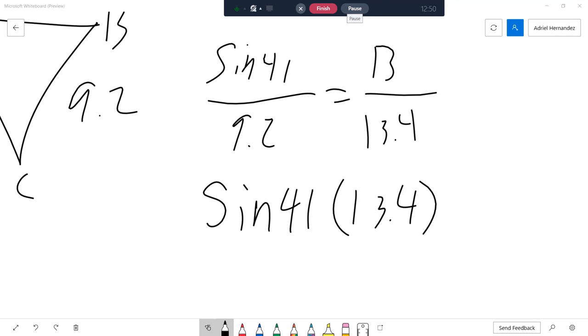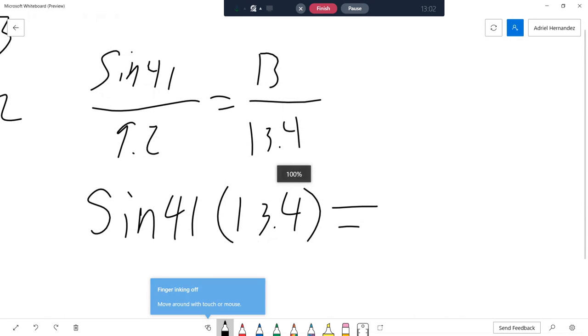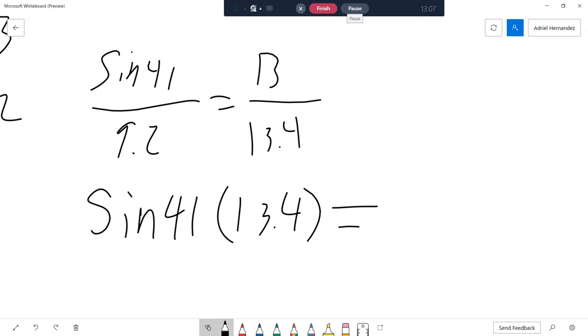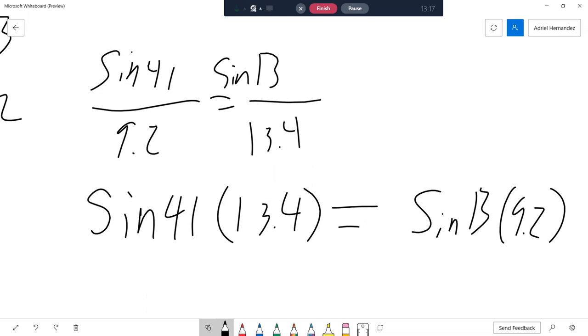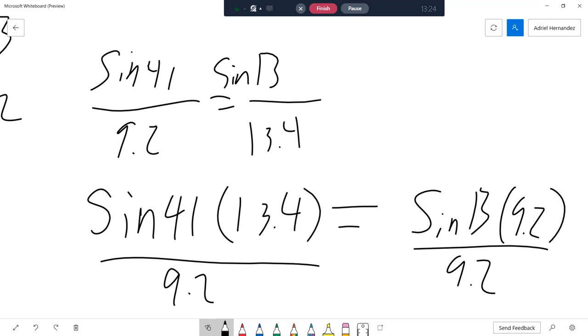But picking up where we left off, it's going to be sine of 41 times 13.4 equals sine of B times 9.2. And you can just go ahead and divide by 9.2 on both sides.